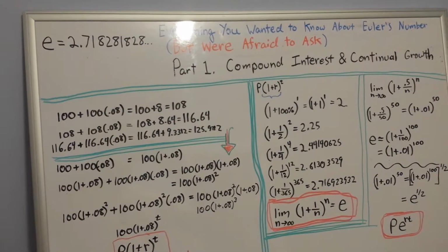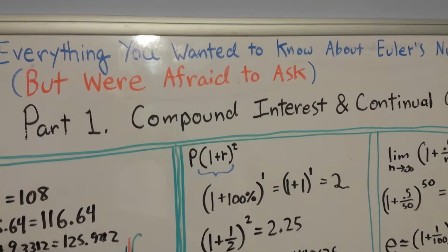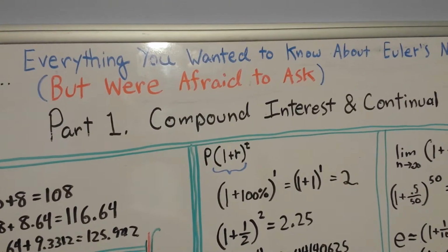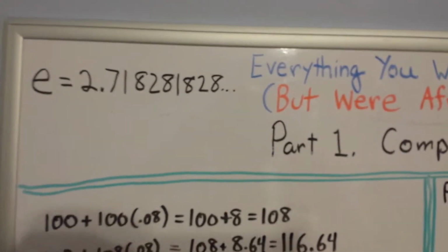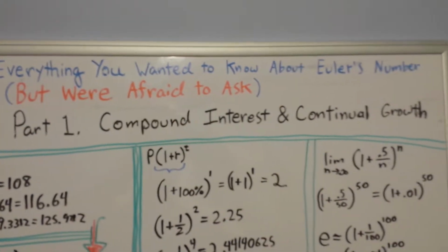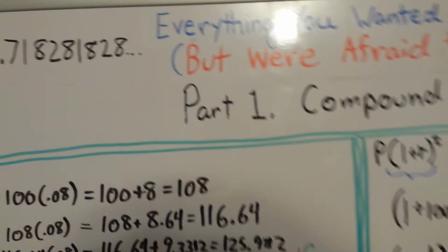Hello, this is the first installment of my lecture series, Everything You Wanted to Know About Euler's Number, but Were Afraid to Ask, where I try to explain the significance of the number e. This is part 1, Compound Interest and Continual Growth. So let's start with reviewing the concept of compound interest.